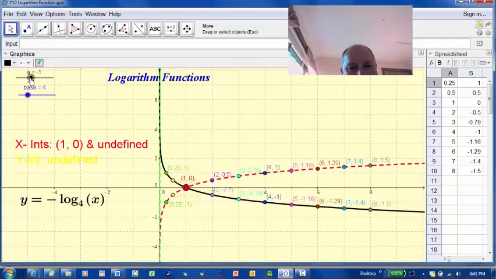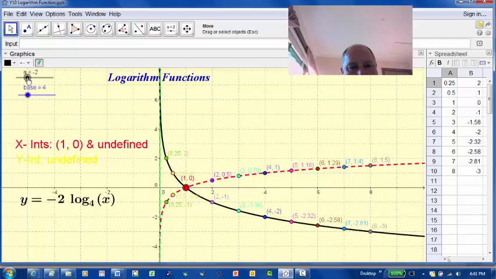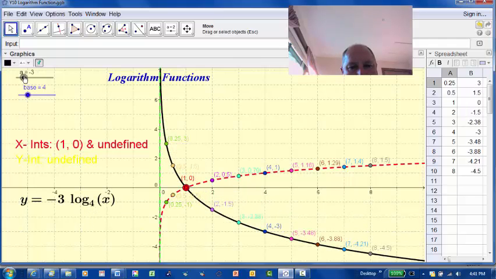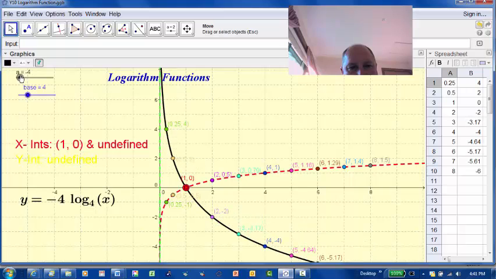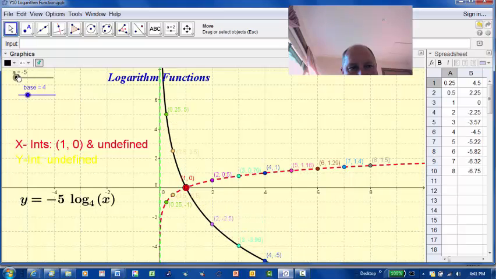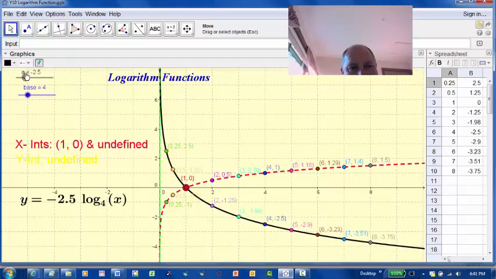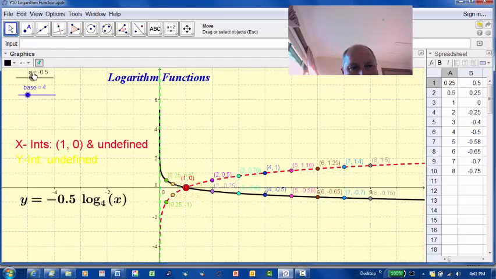If we make a more negative, it's still reflected and just stretched away from the x-axis by that factor. And the last thing to consider is if a is less than 1 but still negative, it does the same as when it's a positive half: it squashes it towards the x-axis, but because it's negative, it's still reflected about the x-axis.